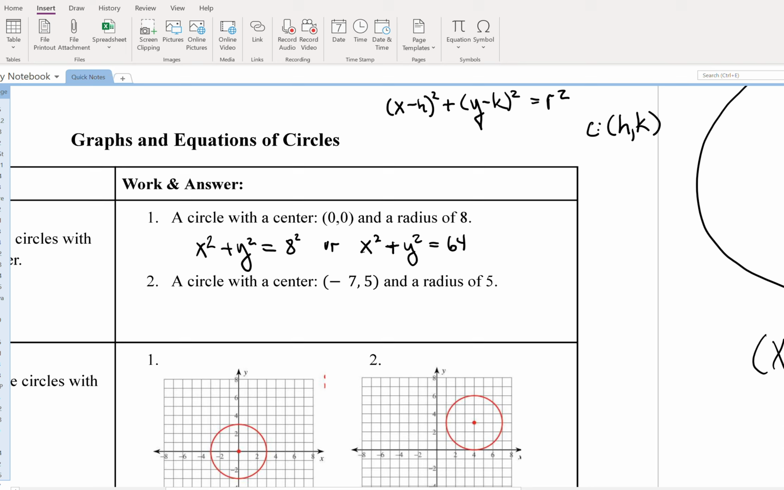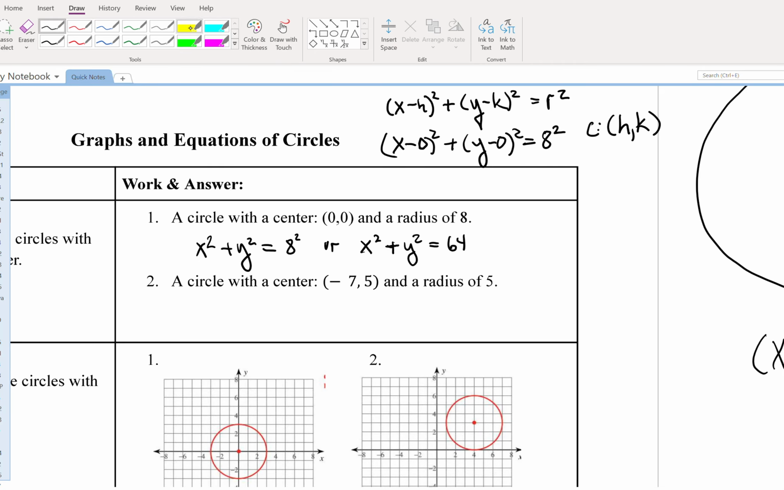And so if I took x minus 0 and squared it, plus y minus 0 squared, and took the radius, which in this case is 8, and squared it, well, x minus 0 is still just x squared, then y minus 0, again, just y squared. And then you've got your 8 squared. So pretty straightforward.